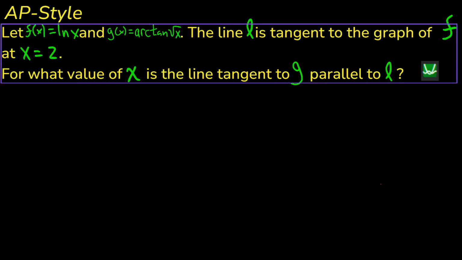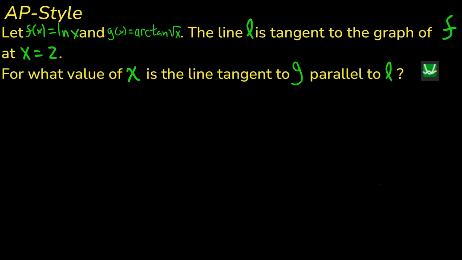Key point here is that g and L are parallel. That means their slopes are the same. And we know the point of tangency of f is at x equals 2. So basically we're saying f prime of 2 is going to be equal to g prime of x, but we got to figure out the x value. So let's hop on over to Desmos and figure this out.